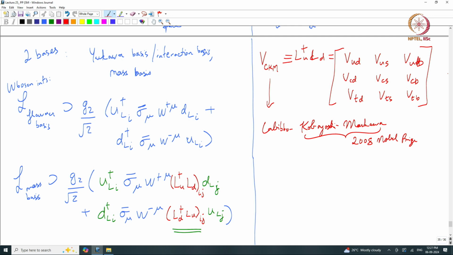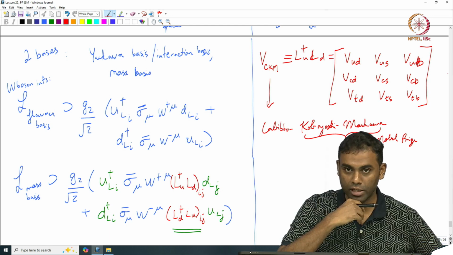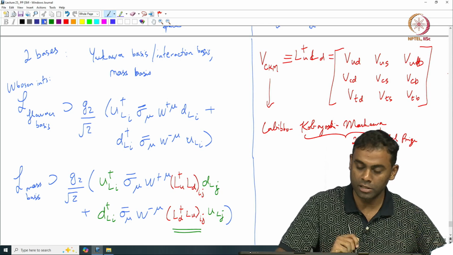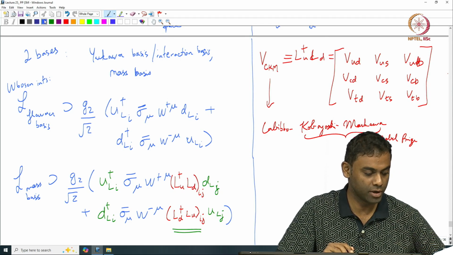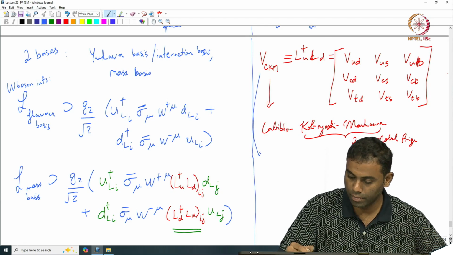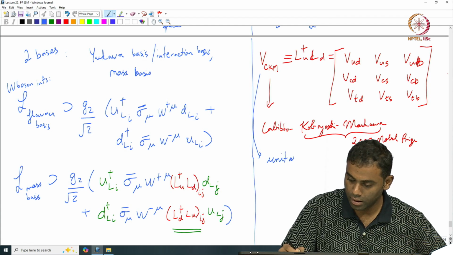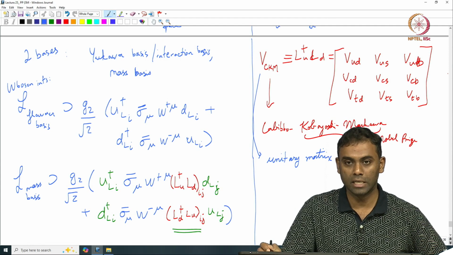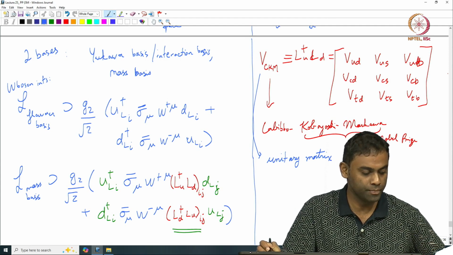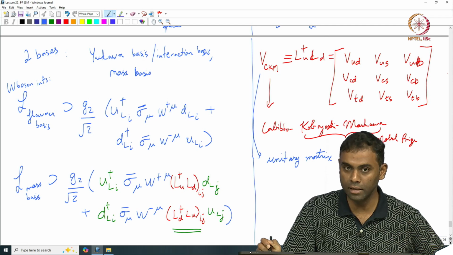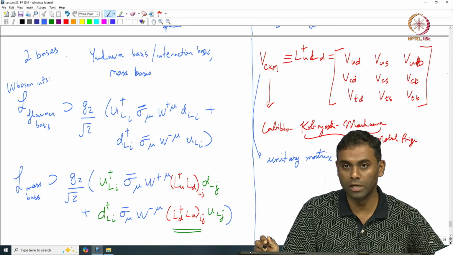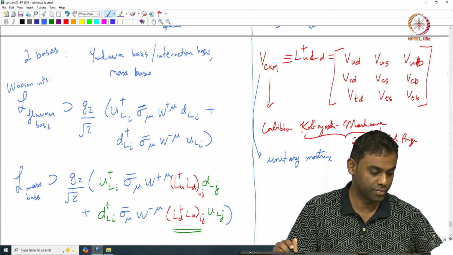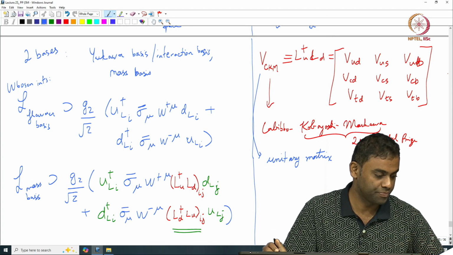Okay. Now, since LU is unitary and LD is unitary, it follows that the CKM matrix is also unitary. So, this is the first property one should remember about the CKM matrix: that it is unitary. And testing its unitarity is a whole industry in experimental physics. It is a very important test of all these theories.